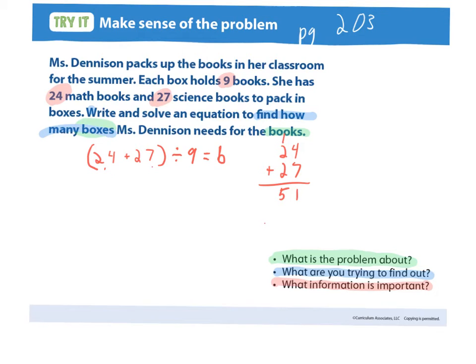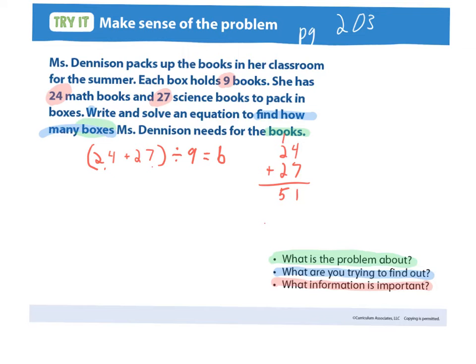51 books. Some of you might have been able to look at this and say, oh, if I moved 1 from 27 to here, you'd have 25 plus 26. 25 plus 25 is 50. So if 25 plus 25 is 50, 25 plus 26 would be 51. Maybe you could have figured that one out. But there's 51 books. All right.